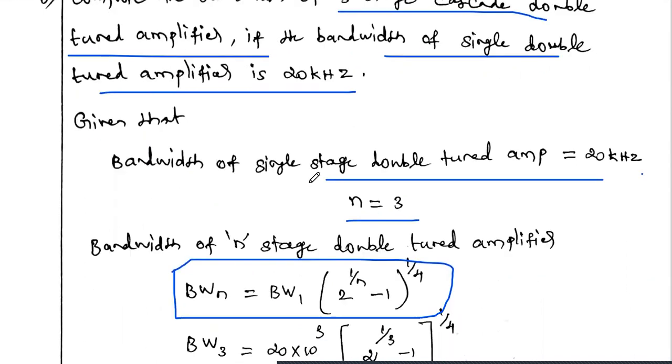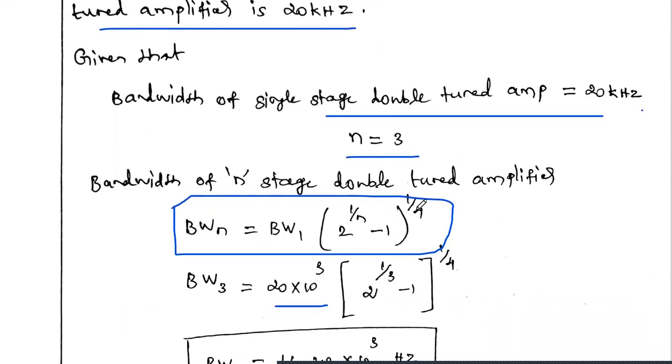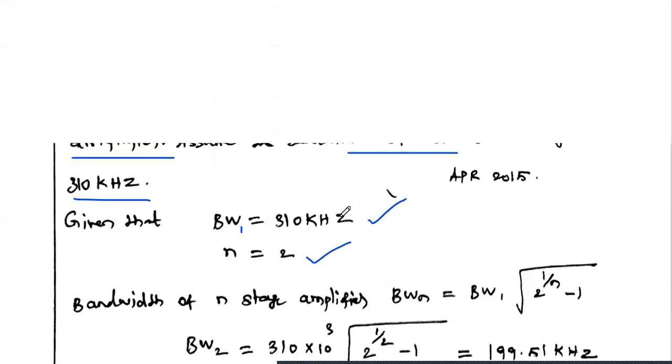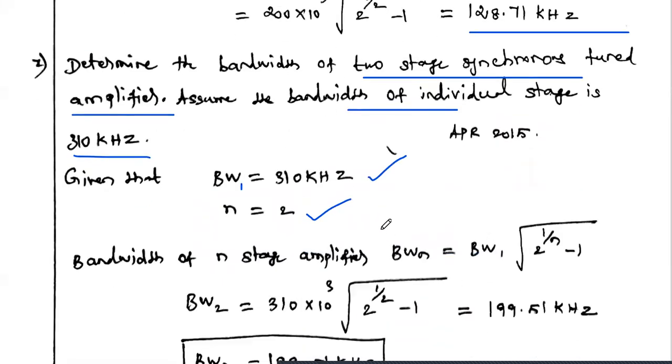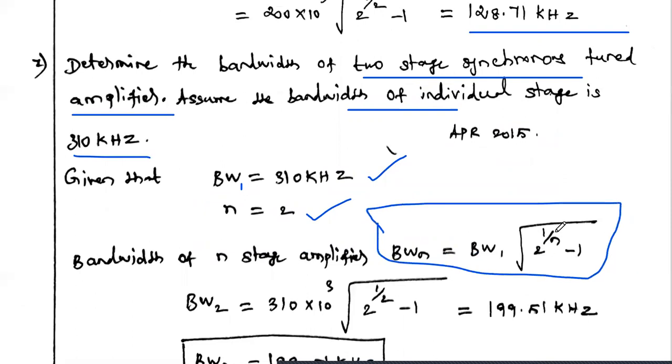You just remember the two formulas. If n double-tuned amplifiers are connected in cascade, the bandwidth is BW1 into 2 to the power 1 by n minus 1, to the power 1 by 4. If n single tuned amplifiers are connected in series, the overall bandwidth is BWN equals BW1 into square root of 2 to the power 1 by n minus 1. Just remember these two formulas. Using these, you can solve the problems.